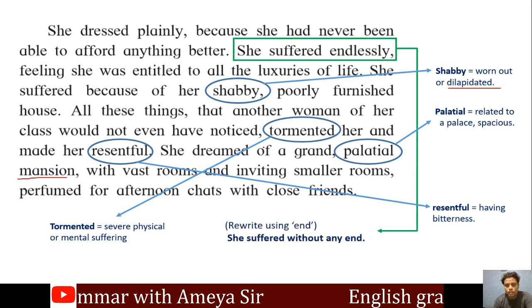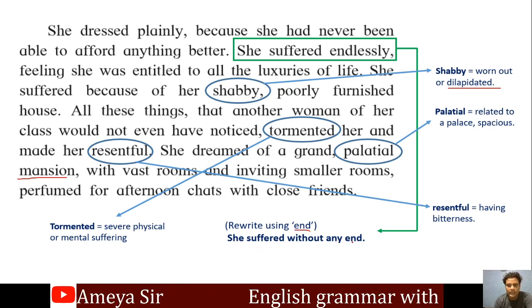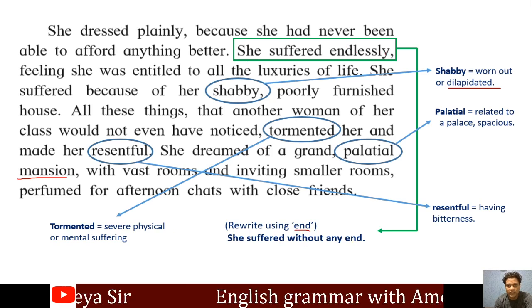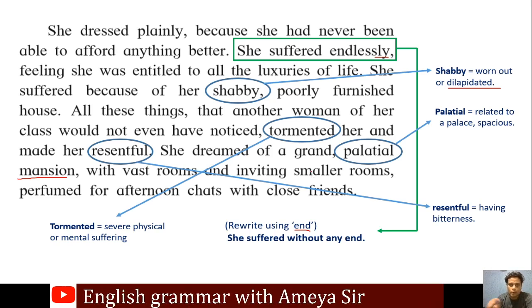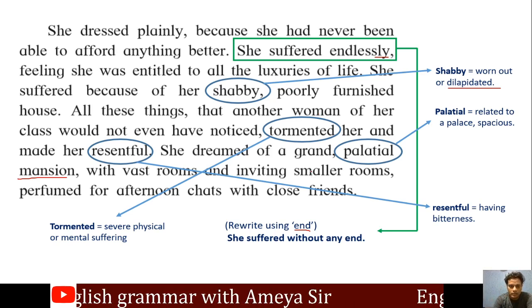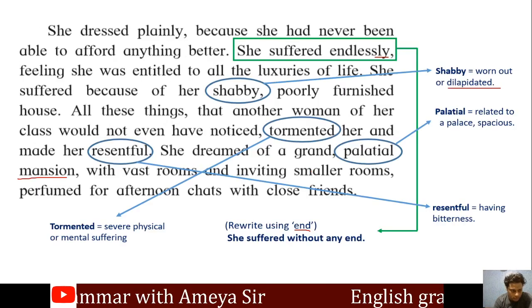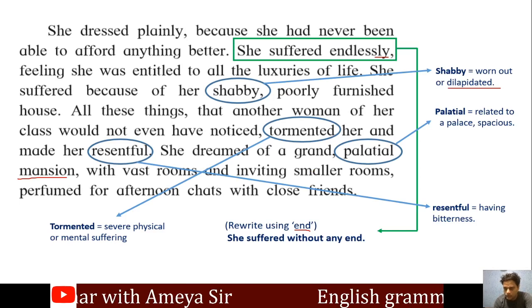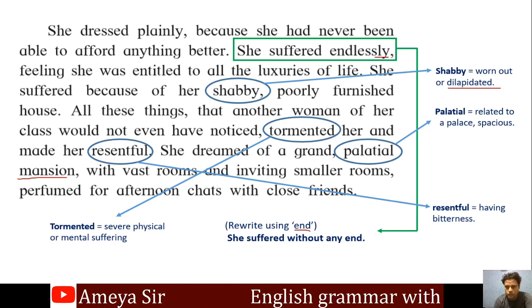Grammar entry. She suffered endlessly. Rewrite using end. She suffered without any end. She suffered endlessly. This is the adverb form because of this ly you see here. So she suffered endlessly. She suffered without any end. Nice. Absolutely beautiful. Now we are again going to wait for 2 minutes so that you have time to jot down everything. Your time starts now.